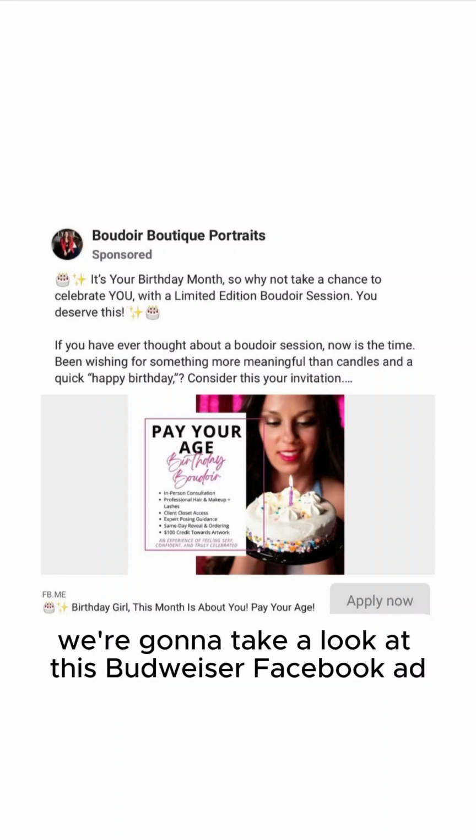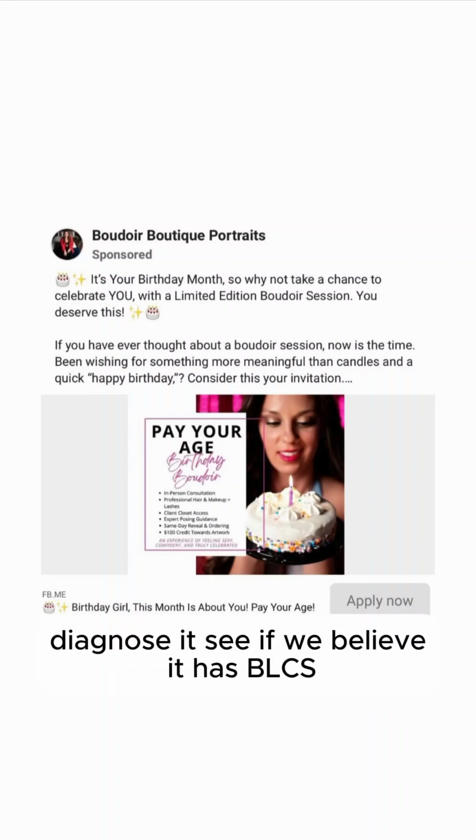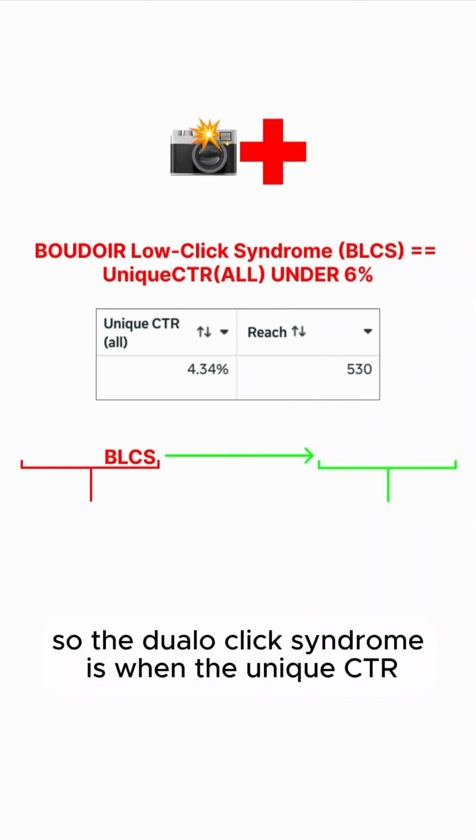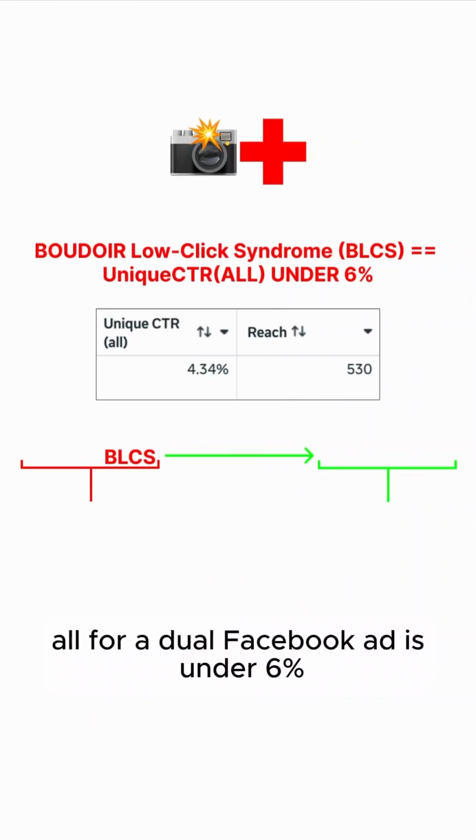All right, y'all, we're going to take a look at this Boudoir Facebook ad. Diagnose it, see if we believe it has BLCS, aka Boudoir low click syndrome. So, Boudoir low click syndrome is when the unique CTR all for a Boudoir Facebook ad is under 6%.